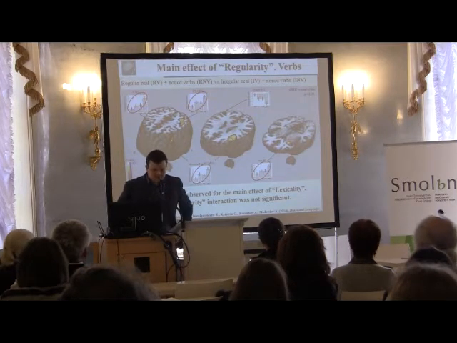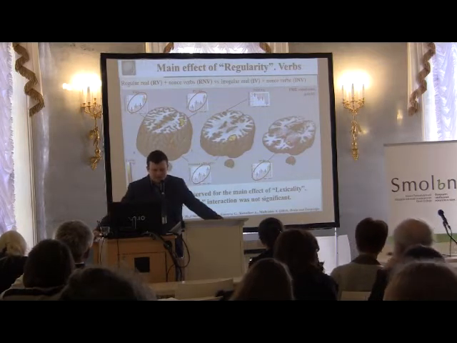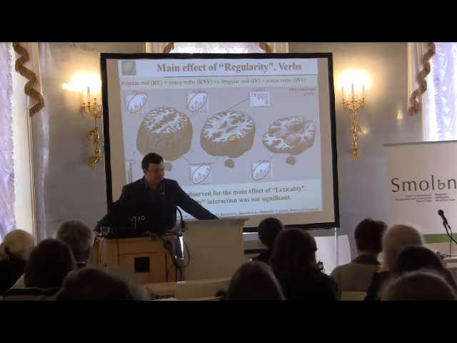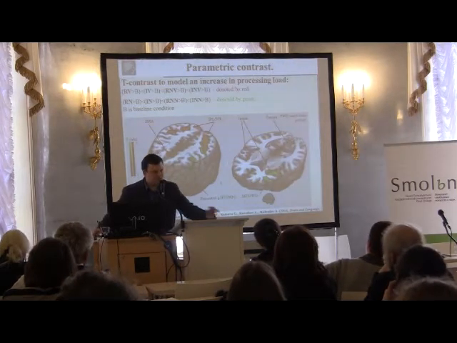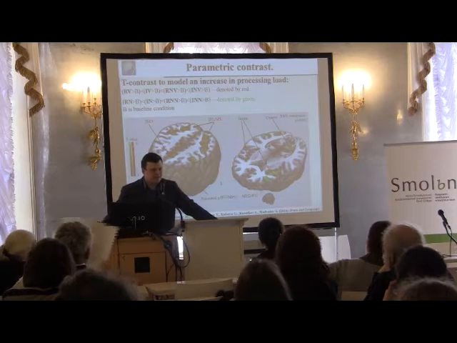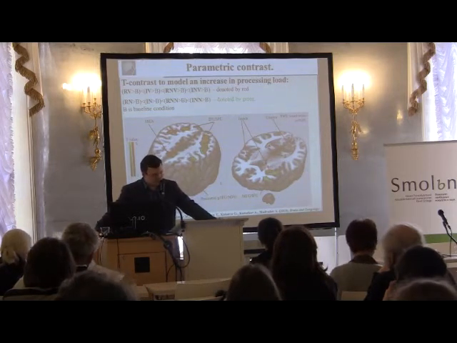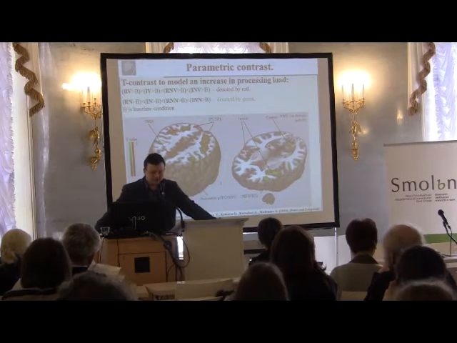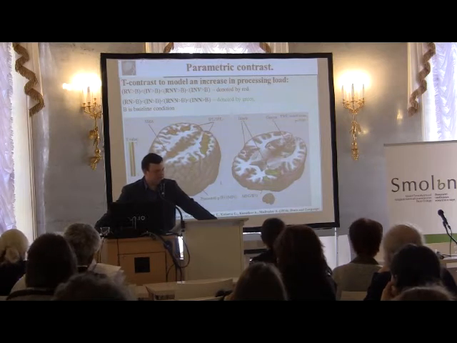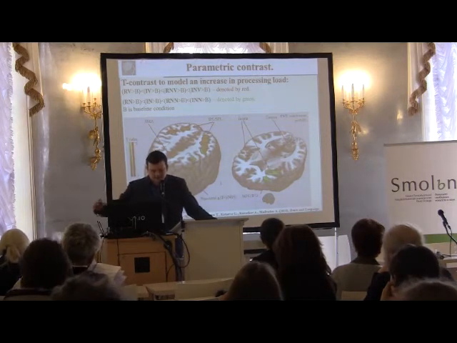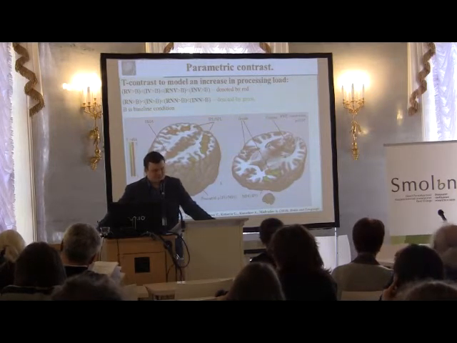So we tried to figure out what is going on with our data, and thought in terms of cognitive control, of cognitive demands. We tried to model the gradual increase in the processing load from regular verbs to irregular, from regular nonce verbs to irregular, and we constructed a so-called parametric contrast modeling this increase in processing load. We calculated it both for verbs and nouns.